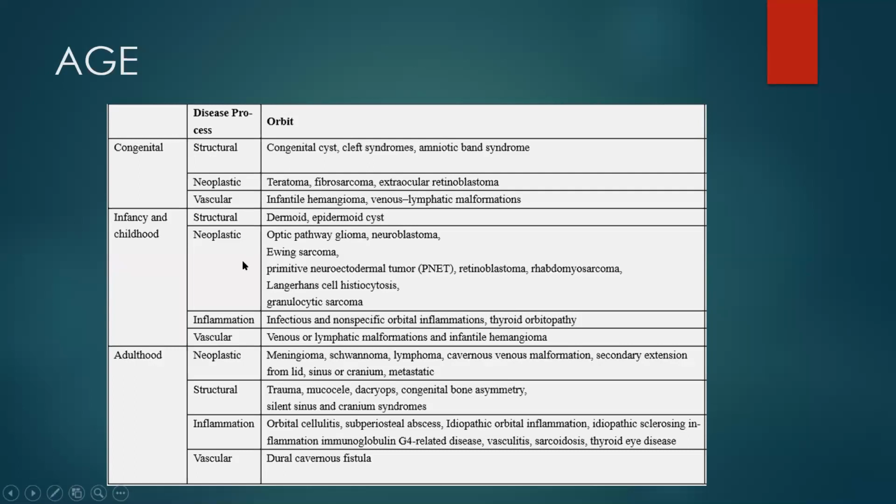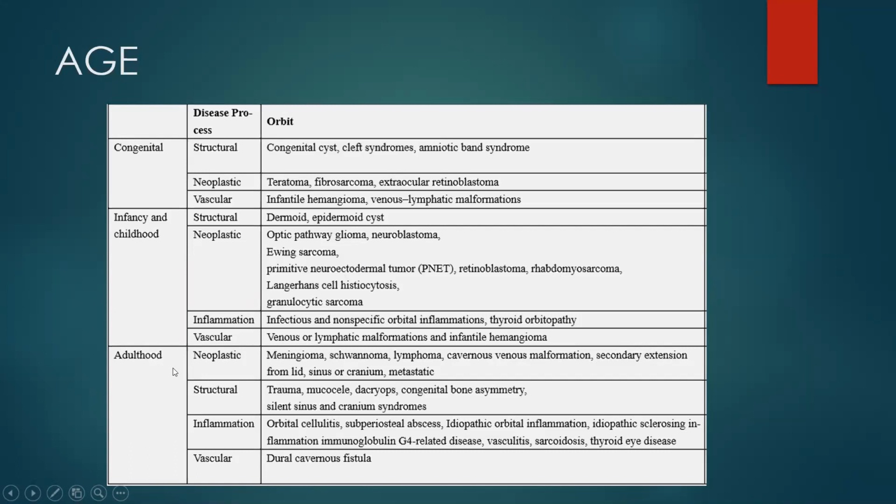Then we have the infancy and childhood conditions, starting with the dermoid, epidermoid, glioma, which presents at an average of 5 years, neuroblastoma at around 2 years. We have the rhabdomyosarcoma, which presents at an average of 6 to 7 years. We have also inflammatory conditions and vascular conditions.